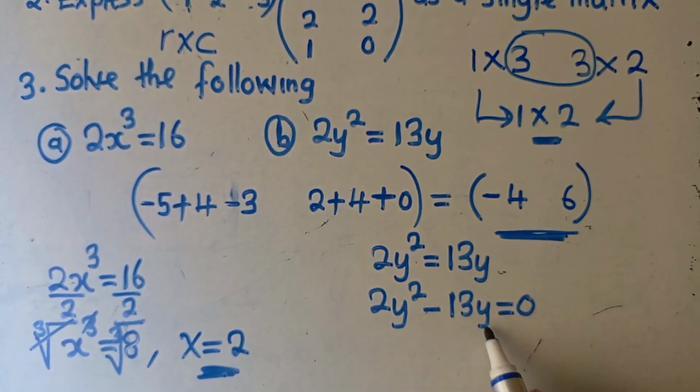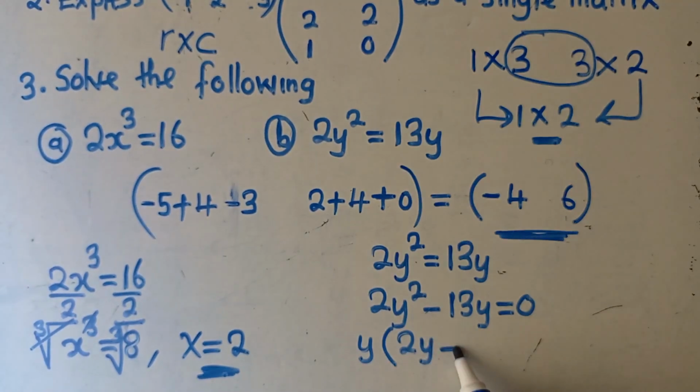You factorize here. What is common? Y is common. Here you are going to have 2y minus 13, which is equal to 0. So from here you are going to get this part, you equate to 0. You also get this part, you equate to 0. Then come up with the answers.